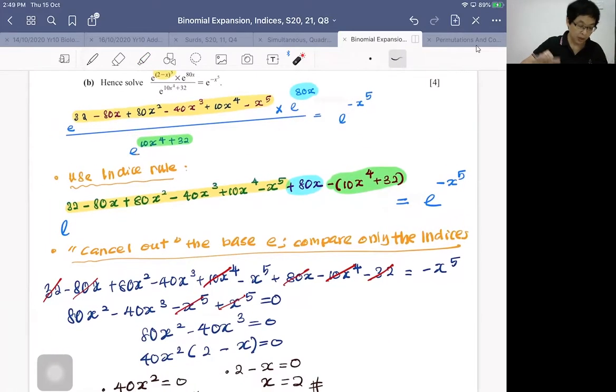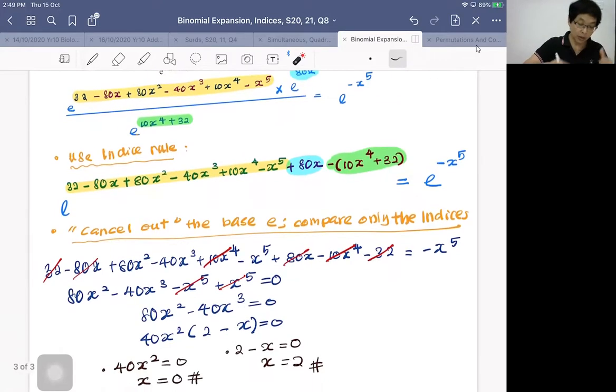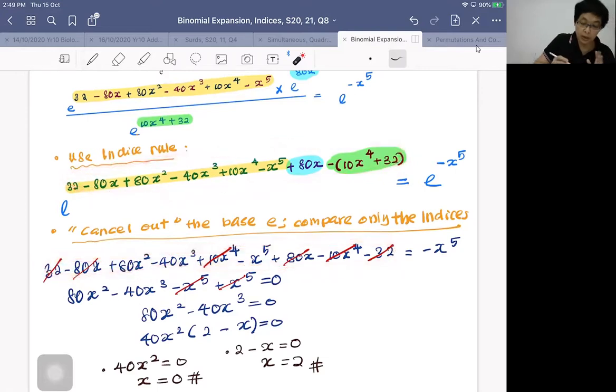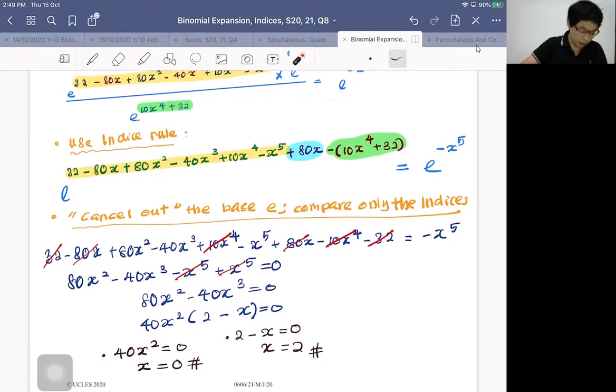Now you no longer have to compare the same bases. You can consider them cancelled out and only compare the indices on the left and on the right. Now list down the whole of the indices here, equal to the index on the right hand side. Once that's settled, things get really, really easy. But again, as usual, still watch out for careless mistakes. Now, let's take a look.